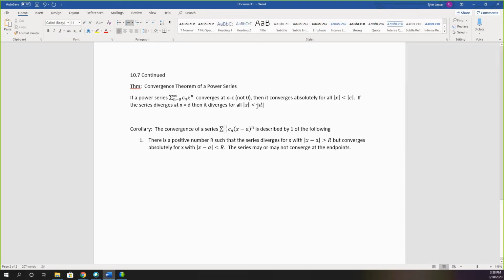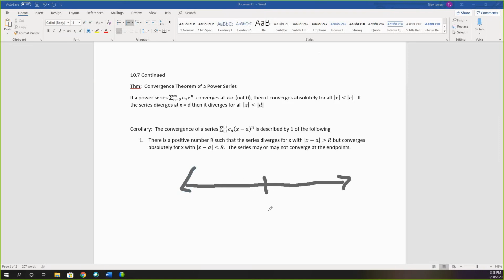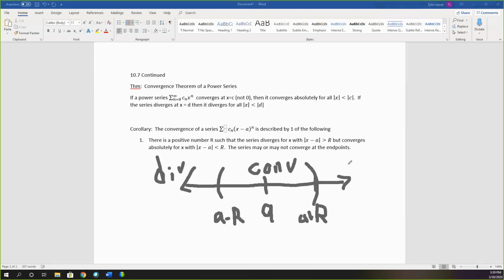Alright, so this is basically saying what I was showing you up here. So just another quick little number line. What this first one is saying is that now if we're centering it at a, so we're no longer centering at 0, or a may be 0. If I can figure out some number r, and I bound my a by going r to the right, which is a plus r, and r to the left, which is a minus r, my series converges in this interval. Anywhere beyond a plus r and a minus r, my series diverges.